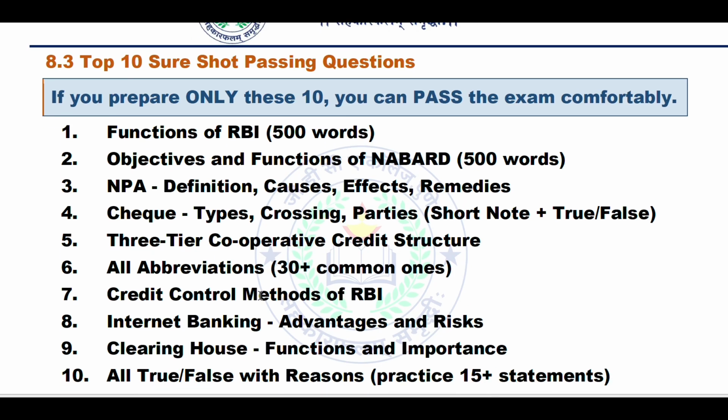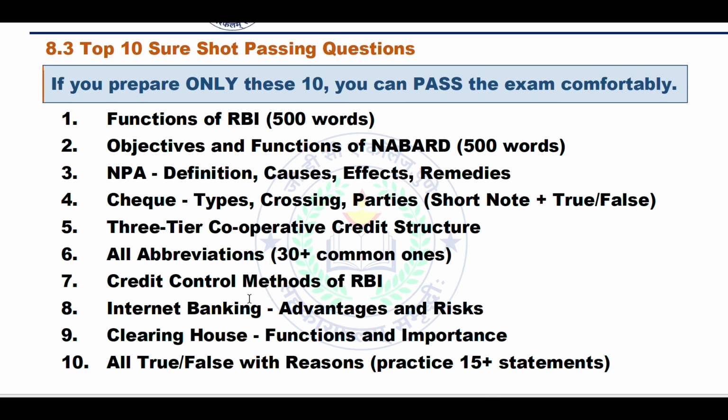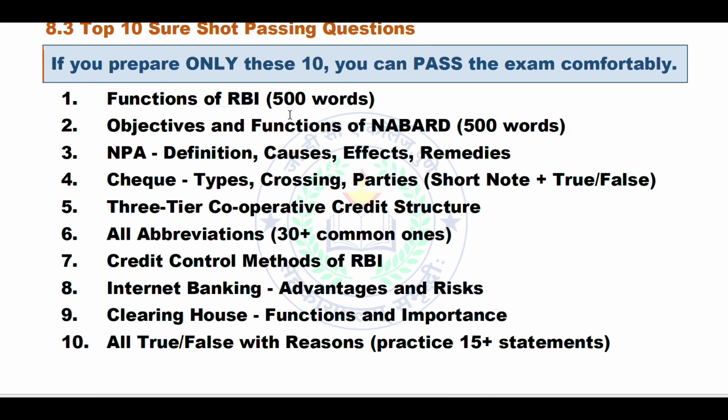Then again, I'm giving you the top 10 short passing questions which will be there in the examination. If you prepare only these 10, you can pass in the exam comfortably. Number 1, functions of RBI, 500 words. Number 2, objectives and functions of NABARD, 500. Number 3, NPA: definition, cause and effect, remedies. Number 4, cheques, types of cheques, crossing, parties, a short note plus true or false.